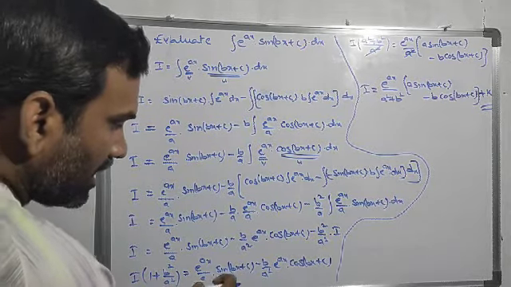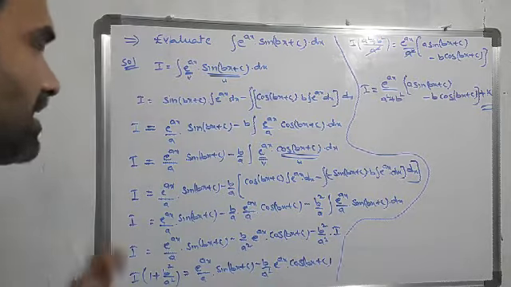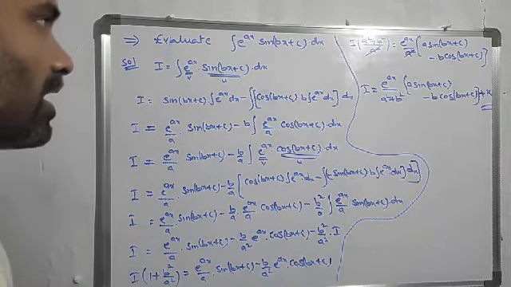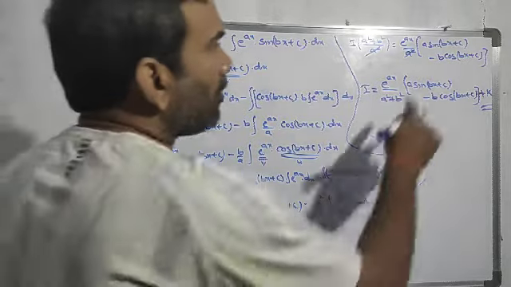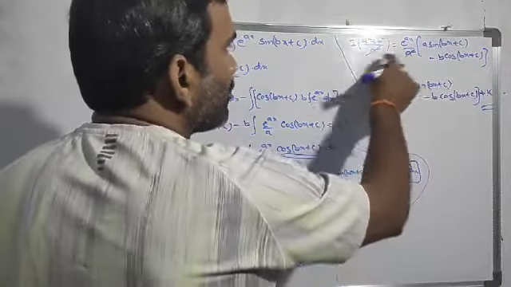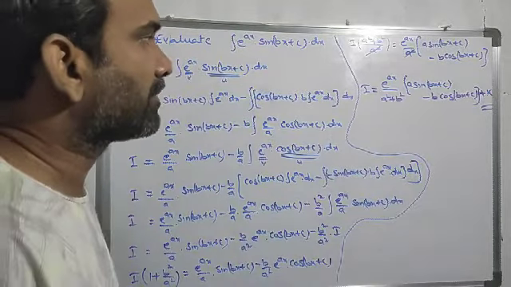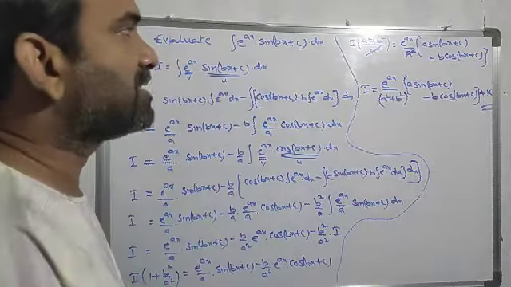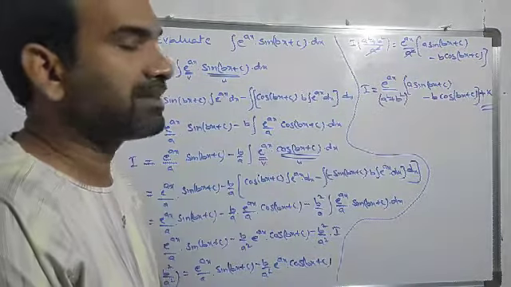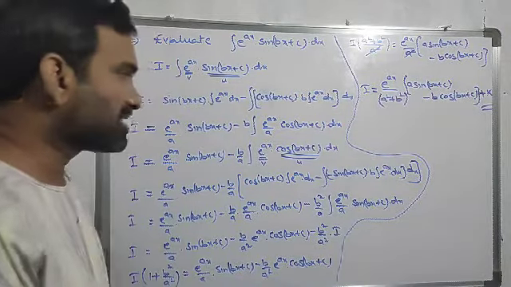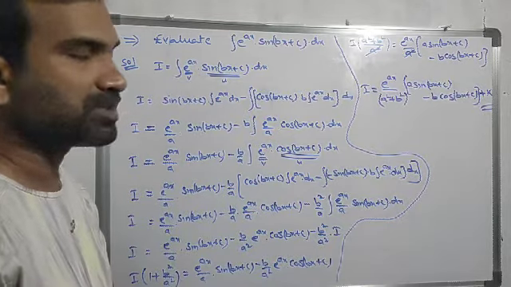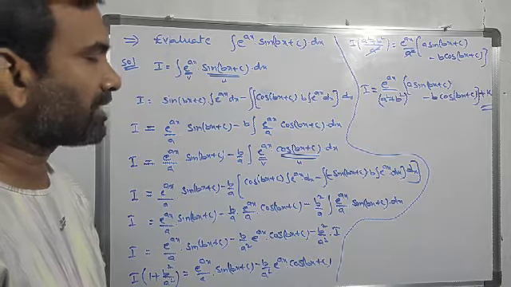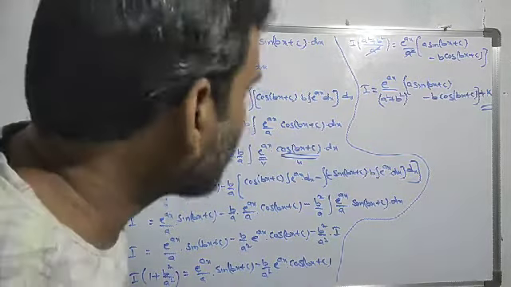In these two terms we can take e power ax by a square as the common factor. After taking that common, I am getting these values. On both sides I am cancelling the a square. I am taking a square plus b square to that side. Finally I am getting the solution. So this is our solution process.